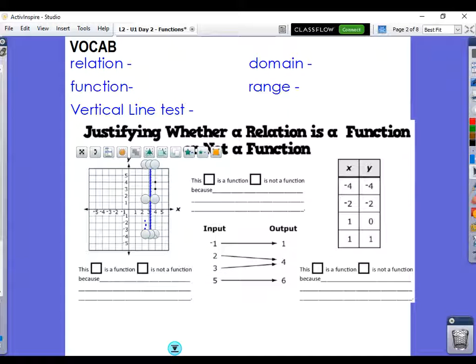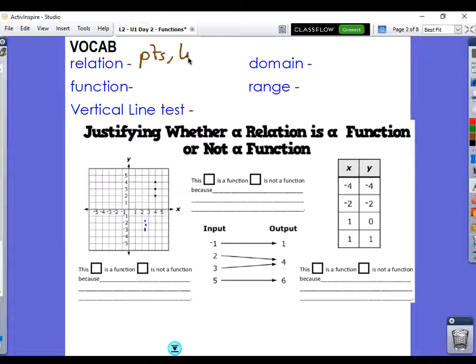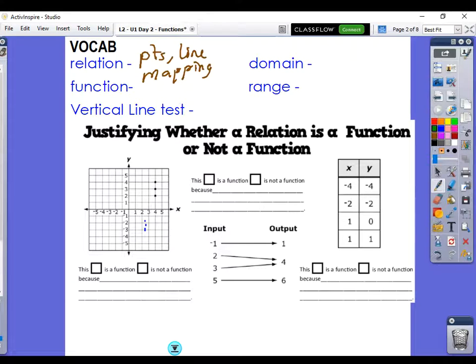We're going to start with just a little bit of vocabulary, even though it's not going to make or break you if you don't really know the vocab. The vocab basically helps us understand the difference between a couple different things. So a relation is any of this stuff. It can be points, it can be a line, it can be a mapping. Basically, we have lots of different things. It's just telling you how one thing is related to another. So lots of things can be a relation.